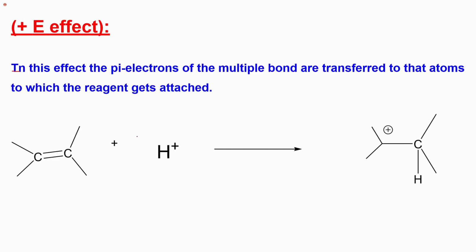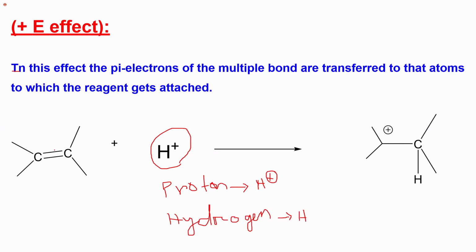Now the electron will go. Suppose we have a positive charge, which is called a proton. When you see a proton anywhere, that is H plus. If you see hydrogen, that means H.